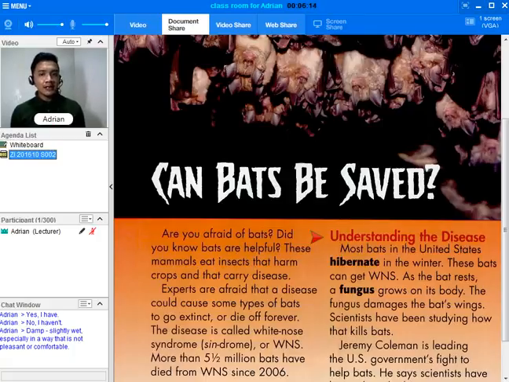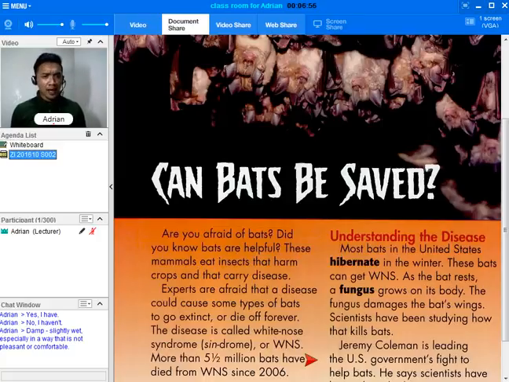Understanding the disease. Most bats in the United States hibernate in the winter. These bats can get WNS. As the bat rests, a fungus grows on its body. The fungus damages the bat's wings. Scientists have been studying how that kills bats. Jeremy Coleman is leading the US government's fight to help bats. He says scientists have learned so much about WNS.